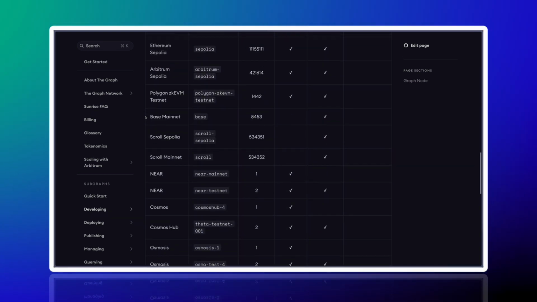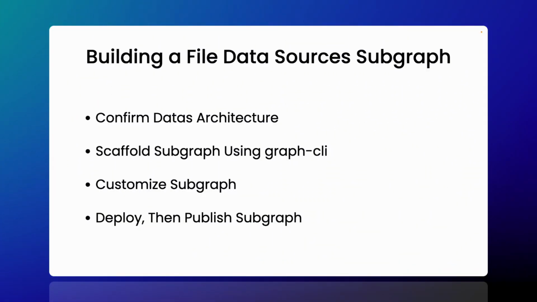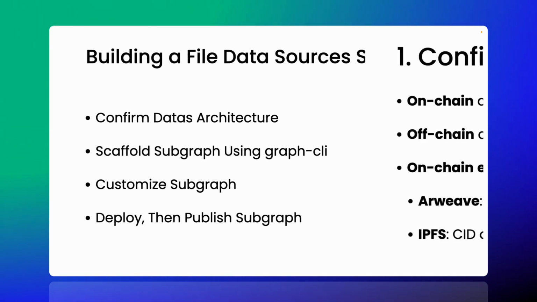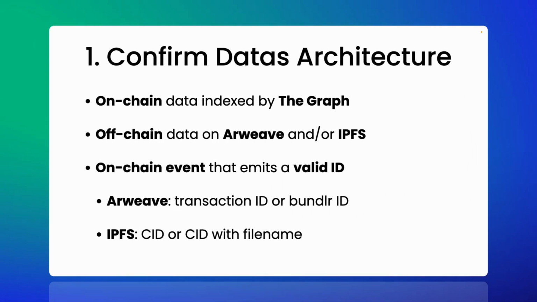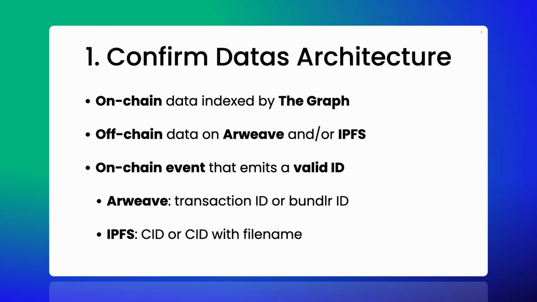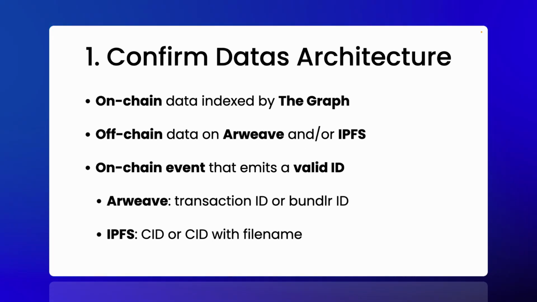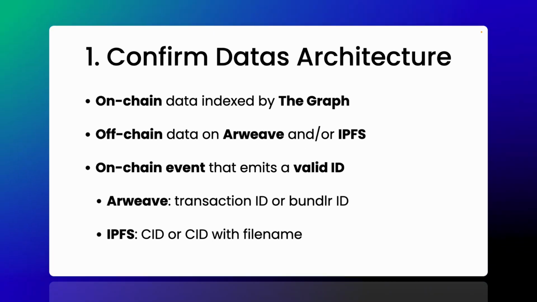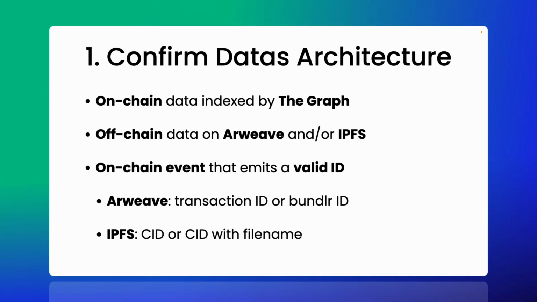So, let's get started building. Here are the steps to building a file data sources subgraph. First, we confirm our data's architecture. There needs to be on-chain data indexed by The Graph. There needs to be off-chain data on Arweave and/or IPFS. And there needs to be an on-chain event that contains a valid off-chain file ID from Arweave or IPFS.